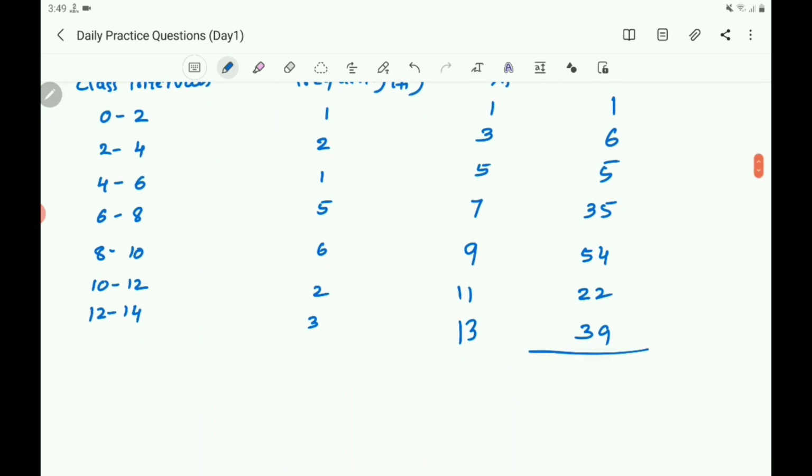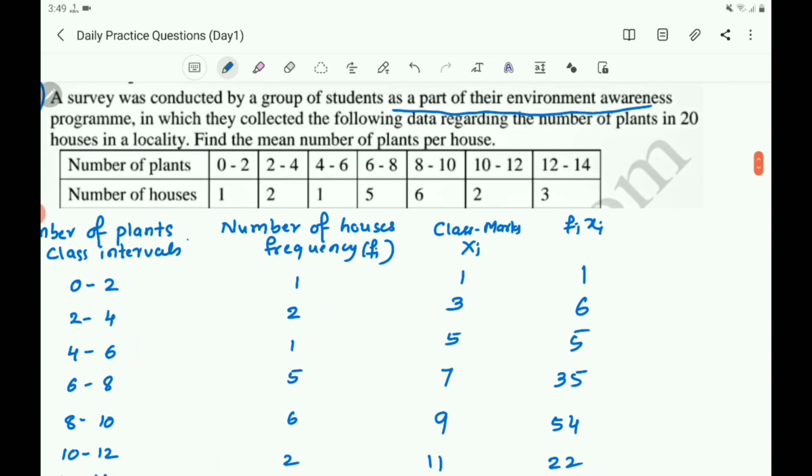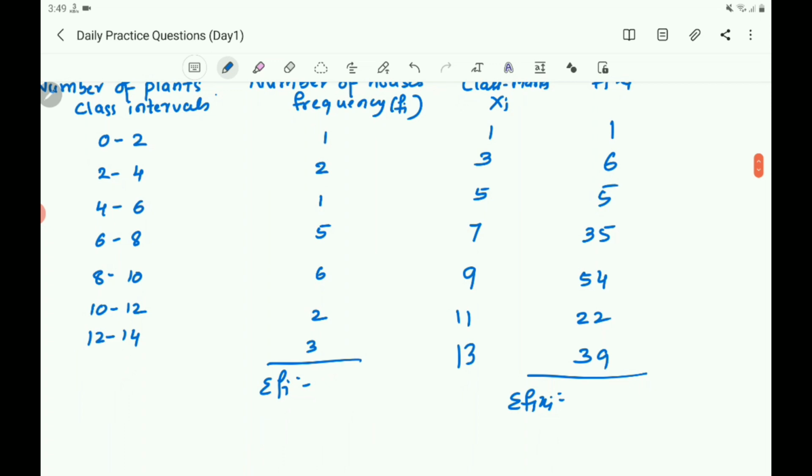Then you find the summation of fi xi, and here the summation of fi. And it is already said that there are 20 houses, and the sum of this must equal 20. Verify here. 1 plus 2, 3, 3 plus 1, 4, 4 plus 5, 9, 9 plus 6, 15, 15 plus 2, 17, 17 plus 3, 20.